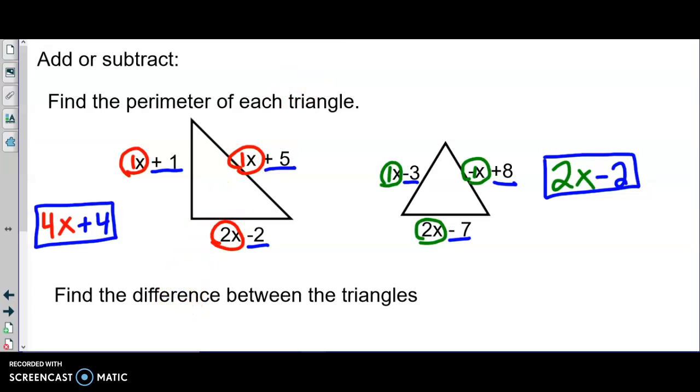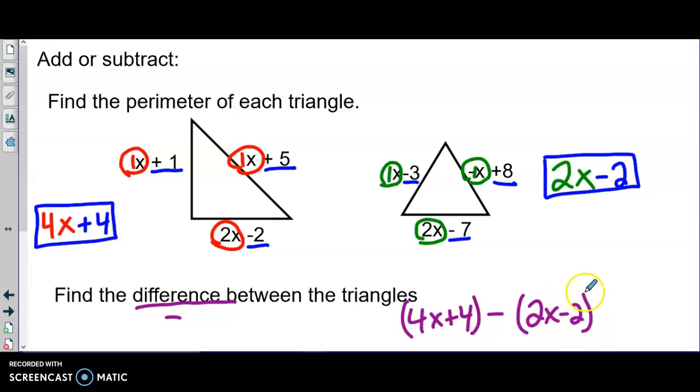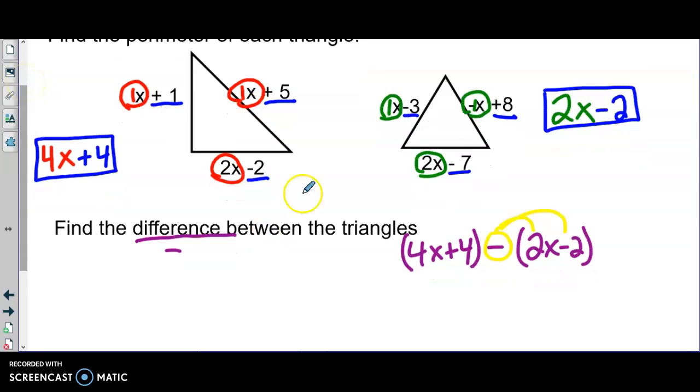All right, and then we want to find the difference. Remember, in math, difference means subtract. So we're going to take 4x plus 4, the first perimeter, and we're going to subtract off the second perimeter, which is 2x minus 2. Now, because we're subtracting, we got to make sure that we distribute that negative and change the sign of all of those in the back parentheses. So the 2x would become a negative 2x, and then the negative 2 would become a positive 2. And then I'm just going to bring this first stuff straight down.